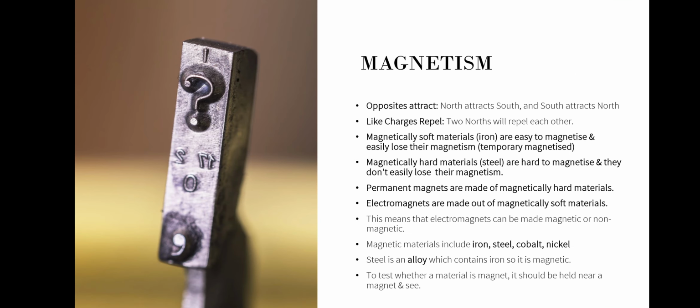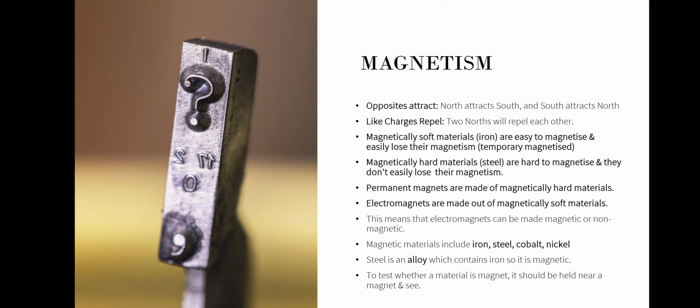Then we have magnetism. Now for magnetism, you need to know that opposites like north and south pole, or south to north pole, they attract, whereas like poles like two norths or two souths, they repel. Moreover, there are two types of magnetic materials. One is magnetically soft materials like iron, which are easy to magnetize and they easily lose their magnetism. They are basically temporarily magnetized. Or magnetically hard material like steel, which are difficult to magnetize and they don't easily lose their magnetism. They are permanent magnets basically.